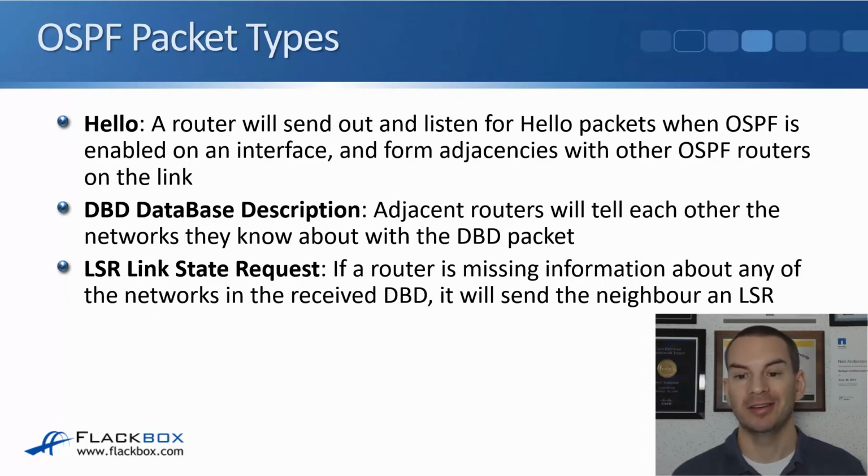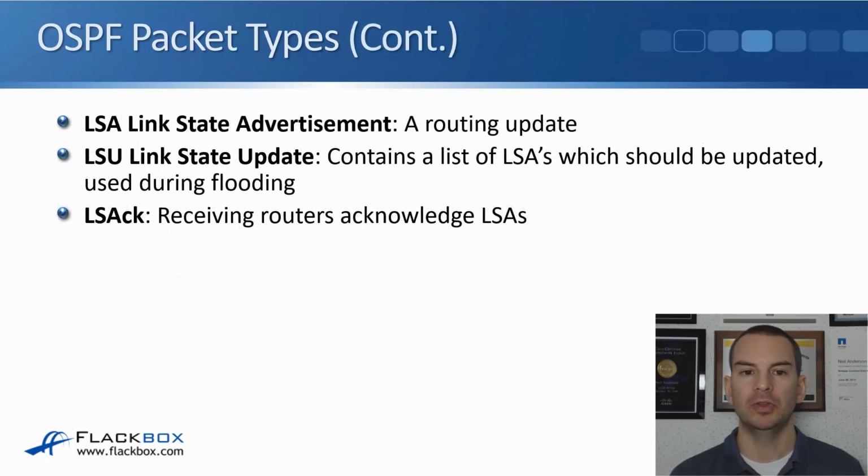If a router is missing information about any of the networks it received in the DBD from a neighbor, it will send that neighbor an LSR, which is a link state request asking for more information. The router will reply back with an LSA, a link state advertisement. Other packet types we can have is an LSU, a link state update. That contains a list of LSAs which should be updated. This is used during flooding. So for example, if a new link was added or if a link went down, that information needs to get flooded everywhere with an LSU.